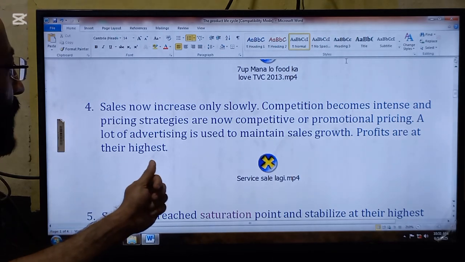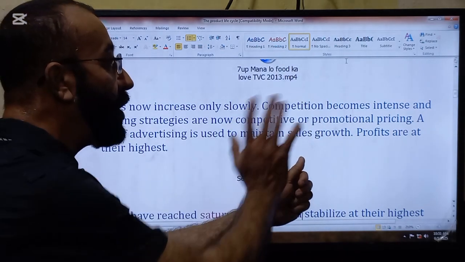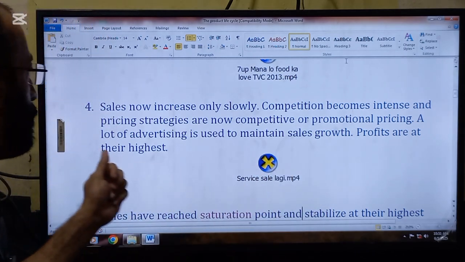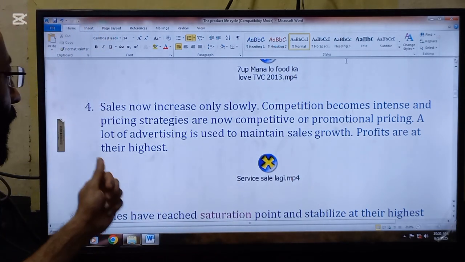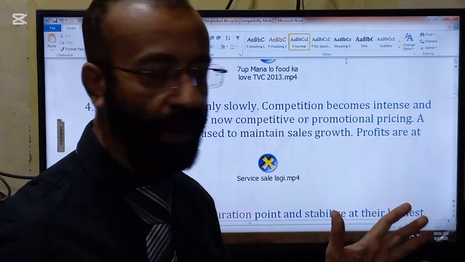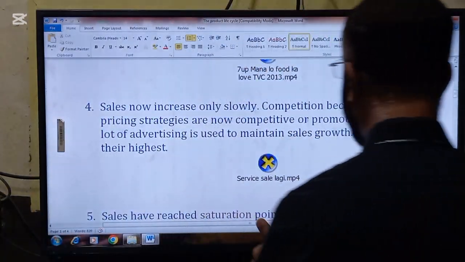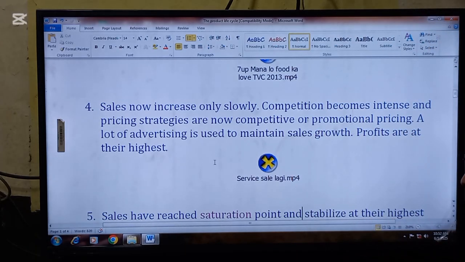A lot of advertising is used to maintain sales growth because competition is high now. So you have to advertise the product a lot. Profits are at their highest because the product is very famous in the market now. So now look at the promotional advertising.